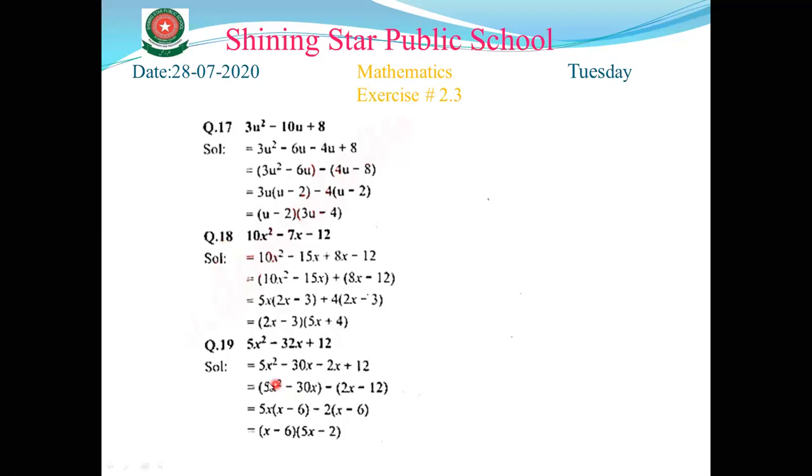Now let's start question number 19. 5x square minus 32x plus 12. 5 multiplied by 12 is 60. Now we have to find two numbers. The numbers are 30 multiplied by 2, 60, and minus 30 minus 2, minus 32. Now, from the first two terms, we can take the common 5x. So we get x minus 6.